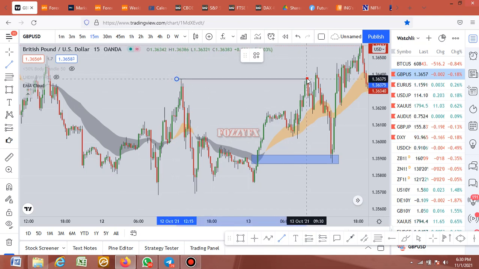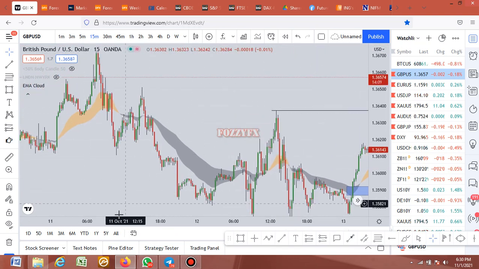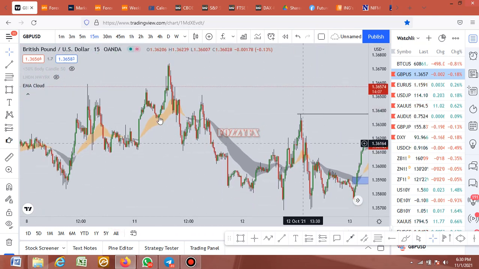structure. If you look very well at the market structure, we had a clean break of structure here. First, the market was in a downtrend, and you can see that the momentum was bearish.